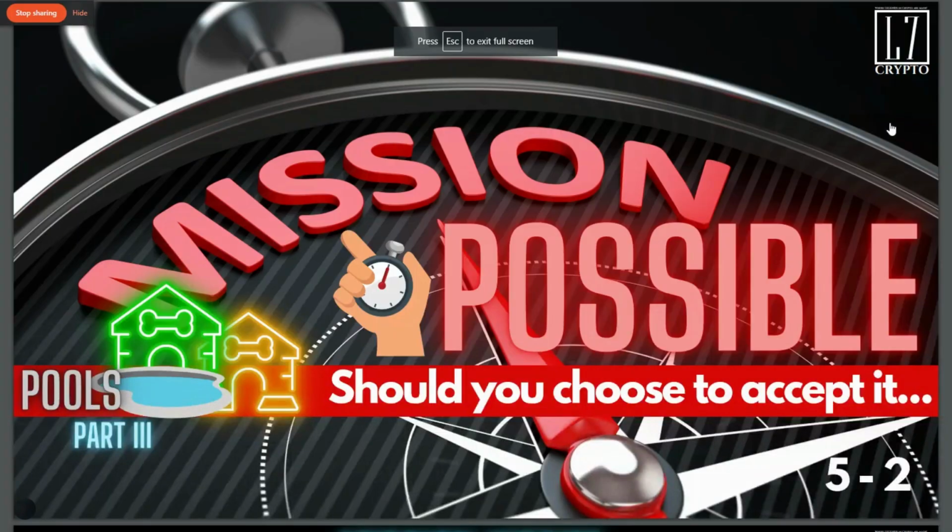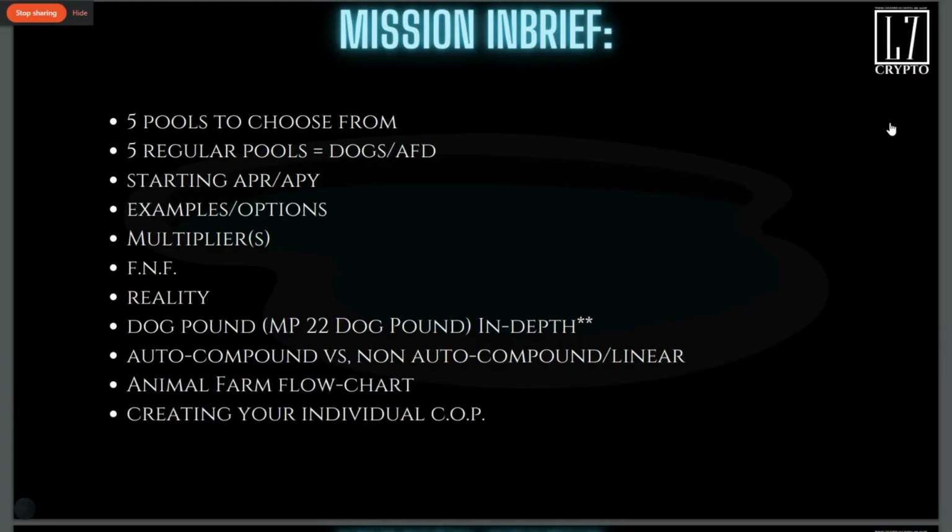Welcome back. In our ongoing series of the Mission Possible, this is MP5-2 Pools Part 3. We're going to cover the 5 different pools you have to choose from, the starting APRs, since now the farm is actually up and running, a couple of options or examples you can use, multipliers, the F&F, which is the fill and fall, just a brief touch on the reality of the animal farm and how everybody's perspective is.